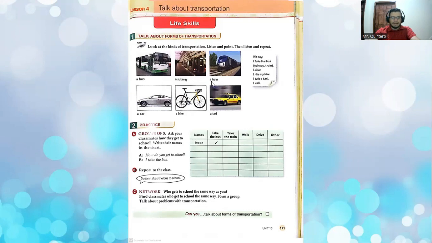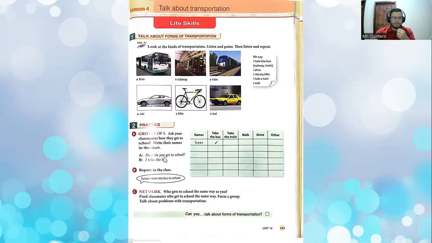Number 3, a train. Number 4, a car. Number 5, a bike. And number 6, a taxi. Practice. Ask your classmates how they get to school. Write the names in the chart.